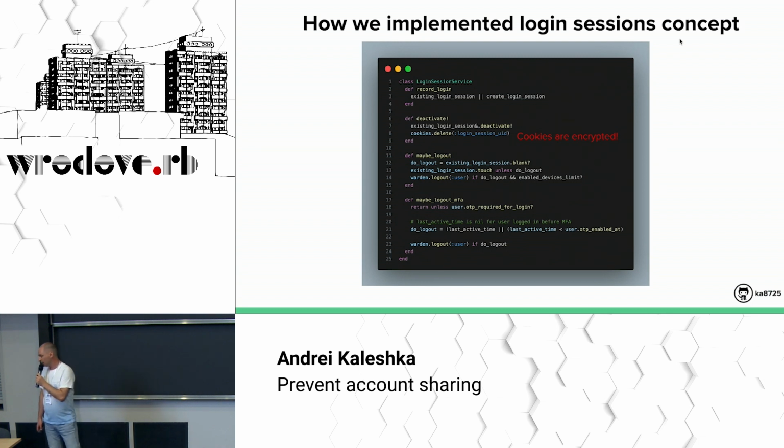These are some details about the record login, deactivate, and maybe logout MFA methods that you saw on the previous slides. When it comes to record login and deactivate, it's pretty obvious what they do. Maybe logout, as I already said, checks if the current conditions should deactivate the current login session, and does so. Maybe logout MFA tries to deactivate the session for users that have not passed multi-factor authentication, but for some reason got it enabled. This is how we force logout and ask them to log in and authenticate through multi-factor.